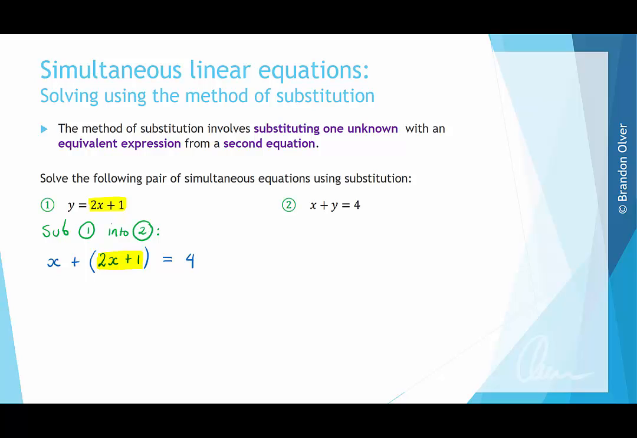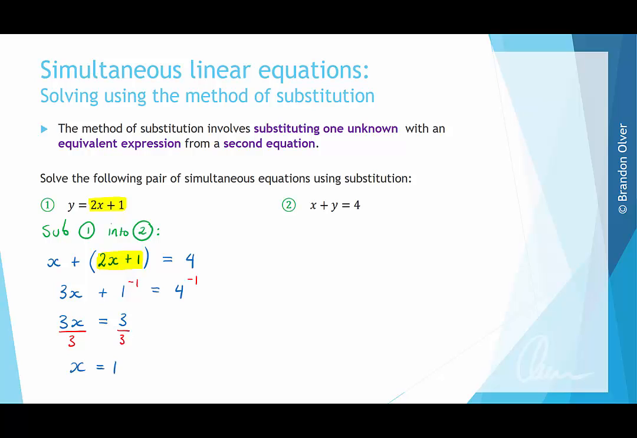So if we simplify this, we have x plus 2x gives 3x plus 1 is equal to 4. So now this is a simple linear equation to solve, so we're going to start by subtracting 1 from both sides, and that will give 3x is equal to 3. Dividing both sides by 3 will give x is equal to 1.